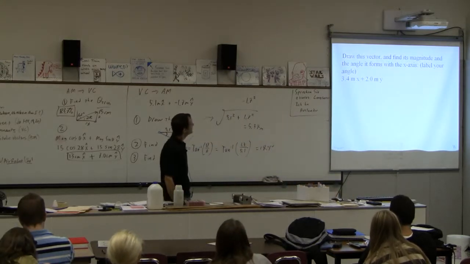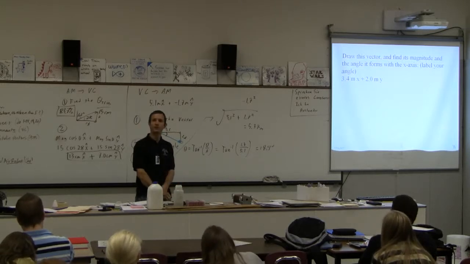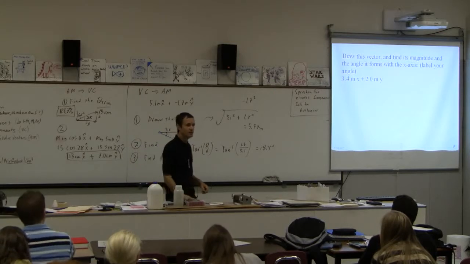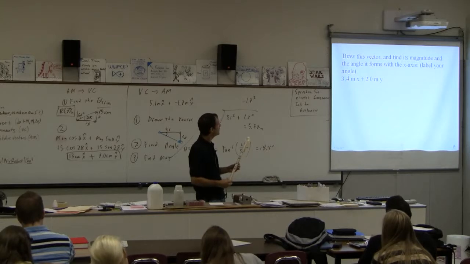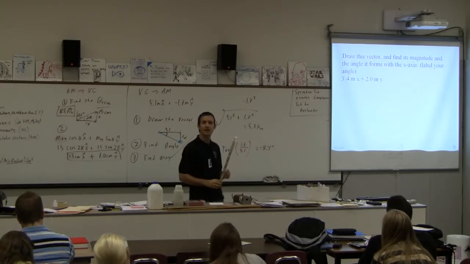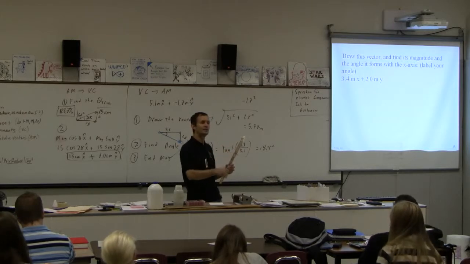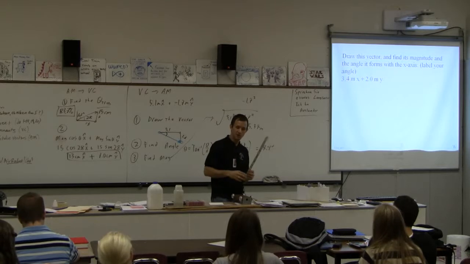All right. So draw this vector, and then notice that I'm sort of clever here. I want you to draw it. I want you to show me the drawing, right? And then I want you to find the magnitude, and I want you to find the angle it forms with the x-axis. You can either find the x-axis angle or the y-axis angle. I want you to know, though, how to find whichever angle, right?